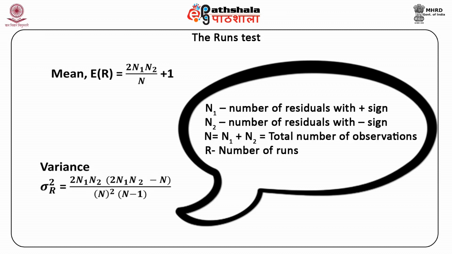Similarly, the variance is denoted by sigma R square and is equal to 2 N1 N2 into (2 N1 N2 minus N) upon N whole square into (N minus 1). The null hypothesis that can be tested is that the residuals are random. A table for critical values of runs if N1 or N2 is less than 20 is also available.